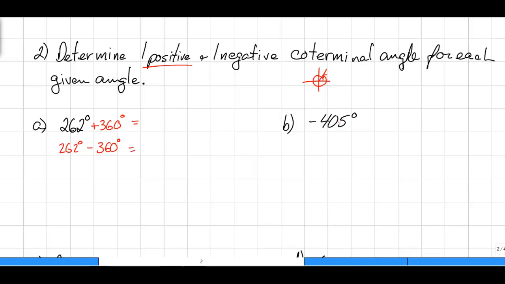This one is already negative. And if I add 360 to it, it's still going to be negative. It'll be negative 45 degrees. So there's my negative coterminal angle, or one of the negative coterminal angles. But I still need to add another 360 to that to get my positive coterminal angle. So negative 45 plus 360 comes in at 315 degrees. Okay, so whatever it takes to come up with one positive and one negative.